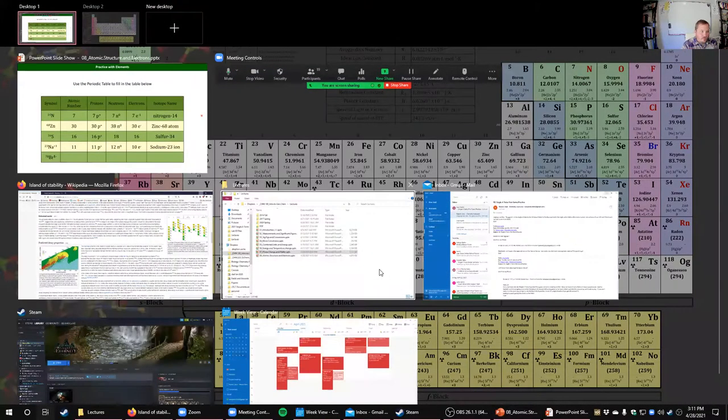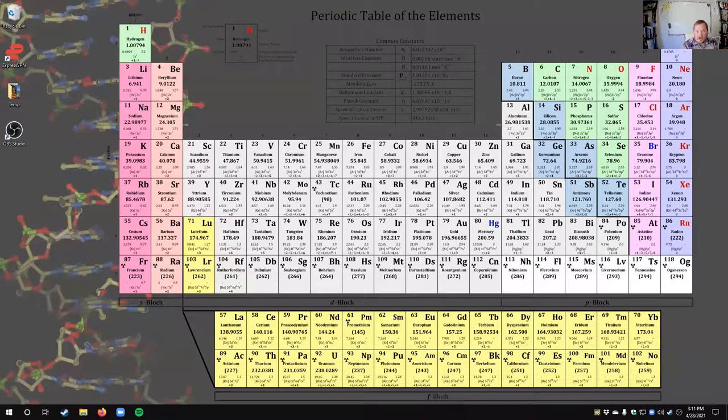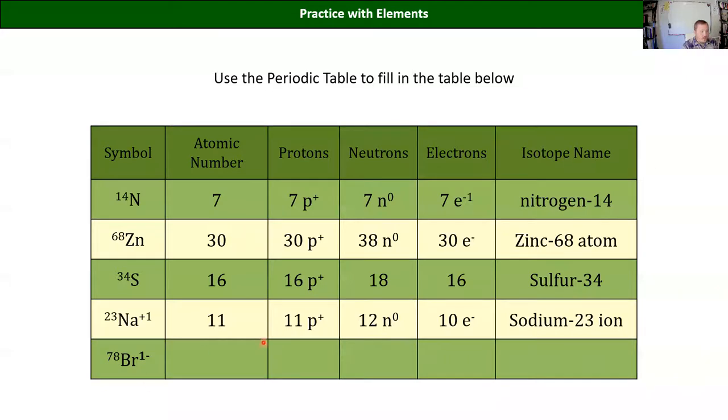And last but not least is bromine. Bromine's atomic number is 35. So that tells us we can fill in, well, first off, we can fill in the name here. It's going to be bromine 78 ion. Atomic number 35, which means 35 protons. 78 minus 35, it's going to be 35 and 8, 43, I think. Yeah.